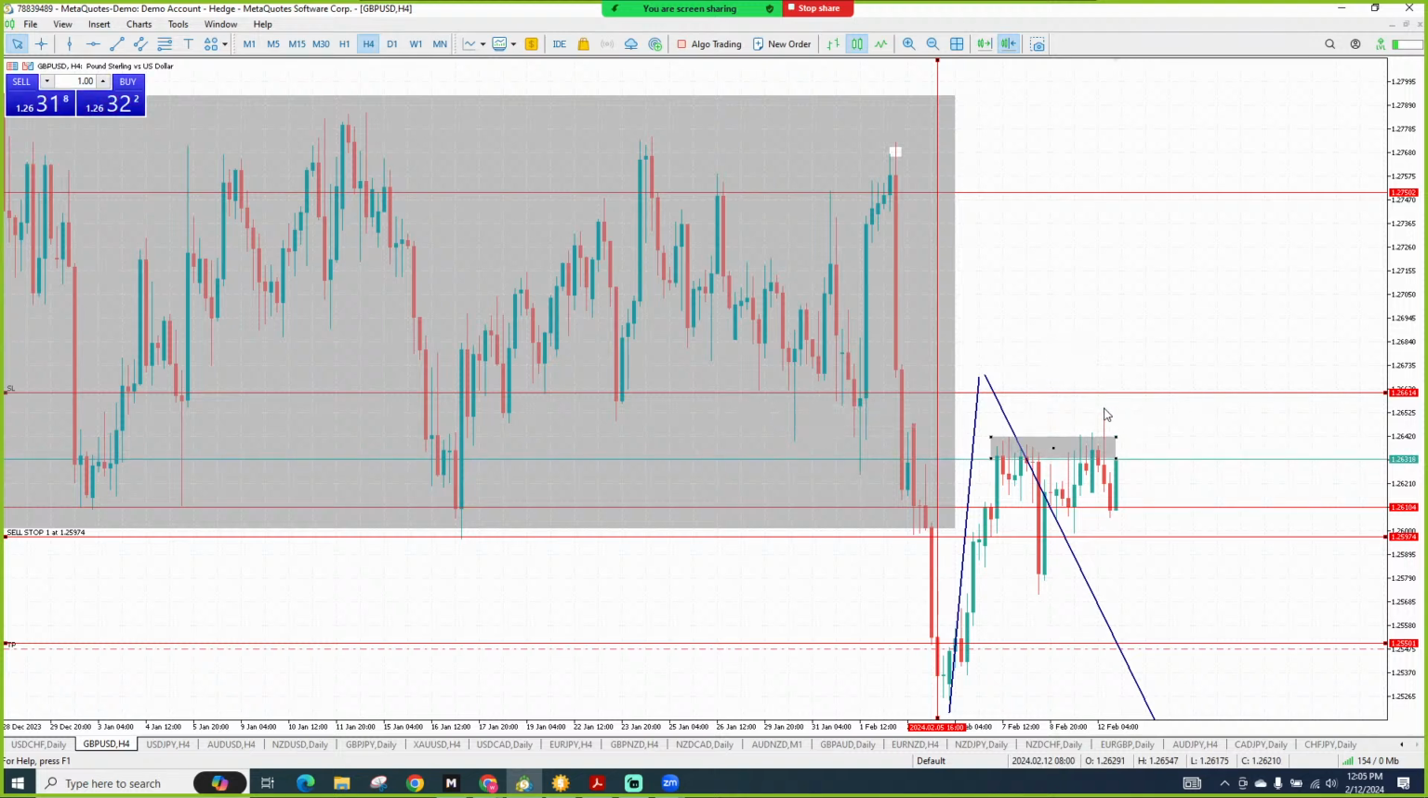Resistance, because if the market reaches this particular point, we are going to have a nice entry to sell the market, to short the market. If the price goes above, the market will still go above.